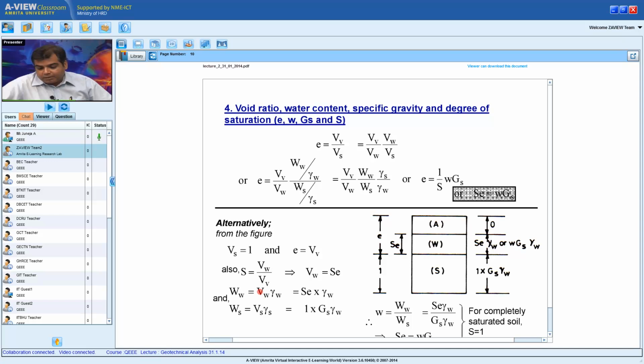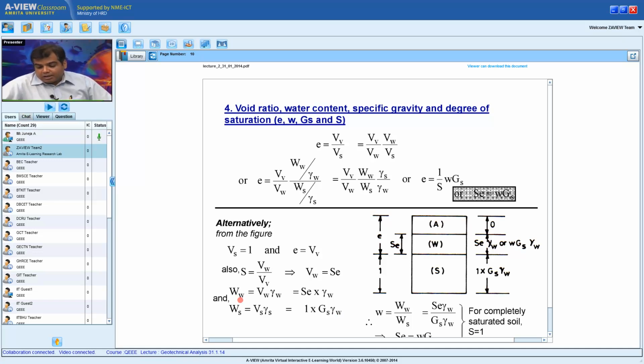So look at the first one please. Volume of water times the unit weight of water. Volume of water, I quickly club with the expression which we derived, equals Se. So weight of water equals Se times the unit weight of water. Similarly, weight of solids was volume of solids, which I have taken as 1, times the unit weight of solids. We use an important definition of specific gravity, which is Gs. So unit weight of solids should be Gs times the unit weight of water.